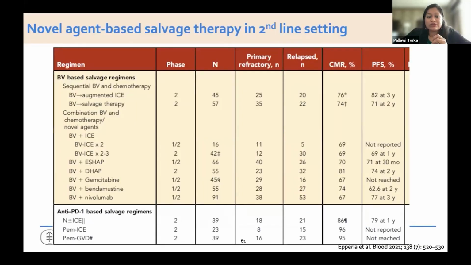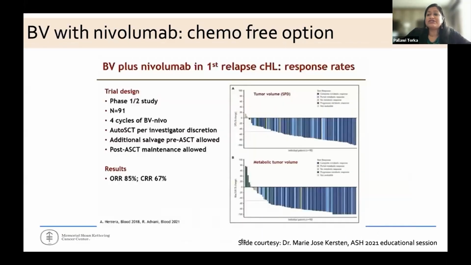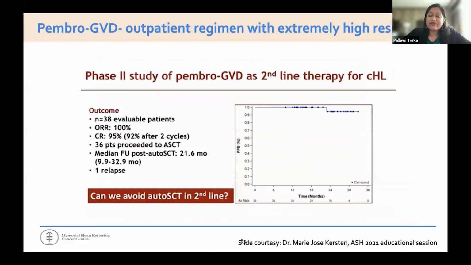If you add some chemotherapy, ICE or GVD, which is the bottom part of the table, then you see that the complete metabolic response rate is up anywhere between 85 to 95%, which is so much better than just BV Nivo. Of course, Nivo ICE and Pembro ICE are on the toxic side. So my favorite regimen is Pembro GVD. And this was published before I joined MSK, so I have no loyalty to this regimen.